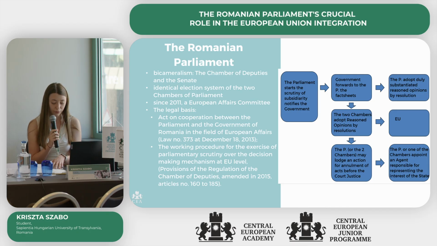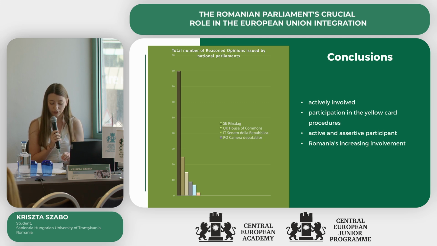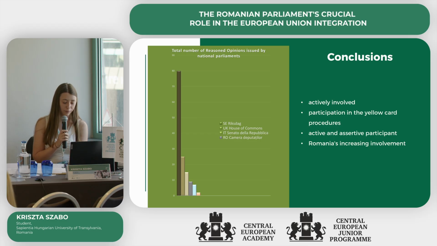And now, in conclusion, I can say that it is important that national parliaments are active, as the democratic deficit is still relevant today in the EU. Good communication between the EU bodies and states is necessary in order to reduce it. Compared to other countries, the number of reasoned opinions submitted by Romania is remarkable but low. We can see that Sweden has more reasoned opinions submitted.